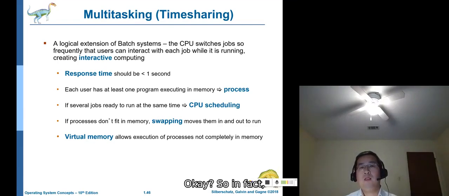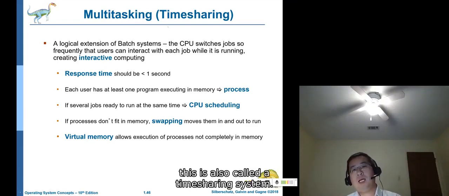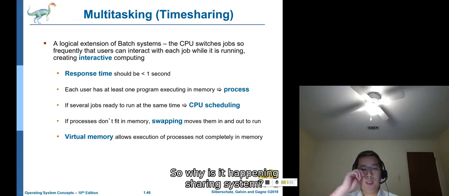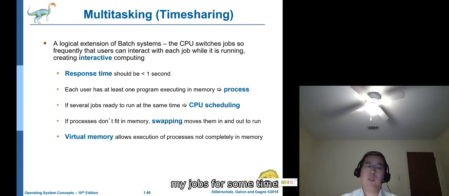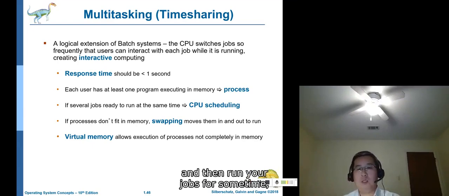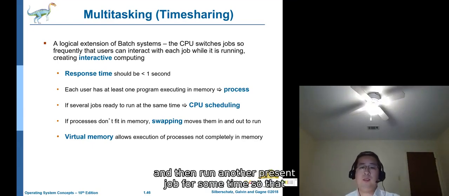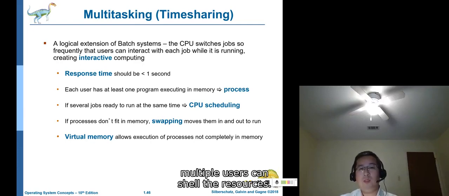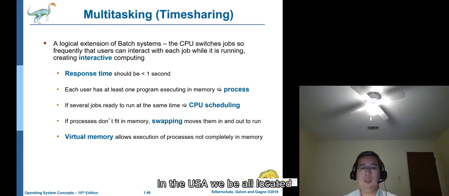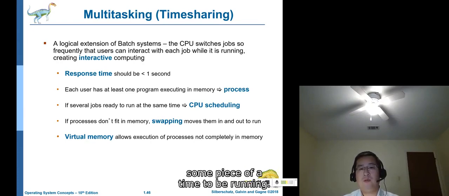Okay. So in fact, this is also called a time sharing system. Why is it a time sharing system? Because sometimes it runs my jobs for some time, and then runs your jobs for some time, and then runs another person's job for some time. So multiple users can share the resources. Each user will be allocated some piece of time to run, as long as it can give the users a sense of interactivity. You don't need to fear the CPU is shared by multiple users.